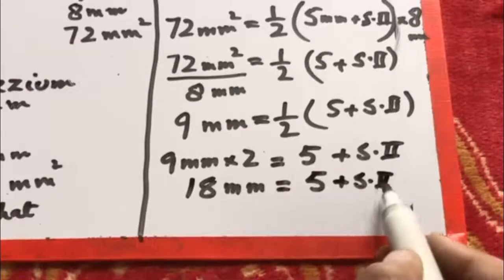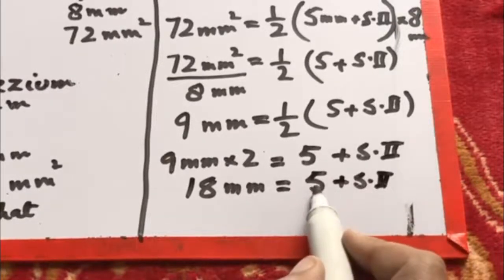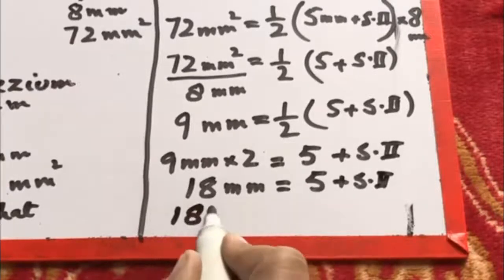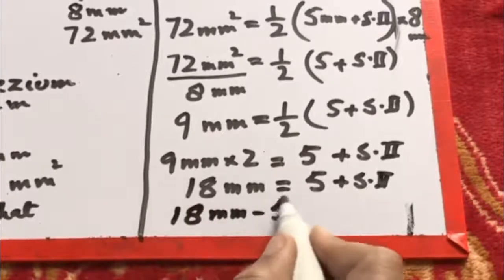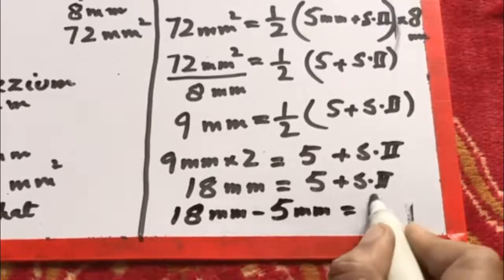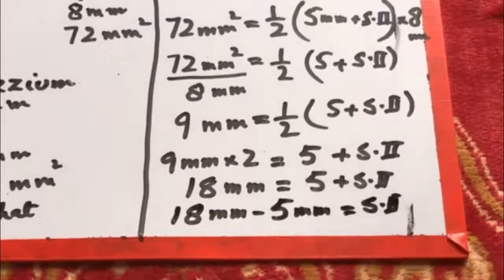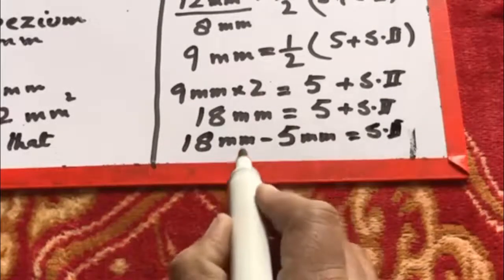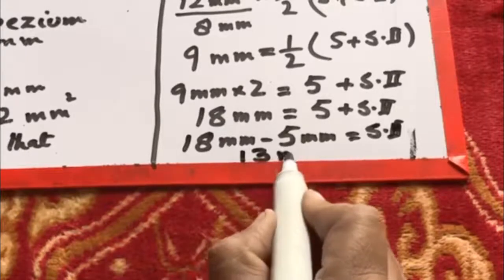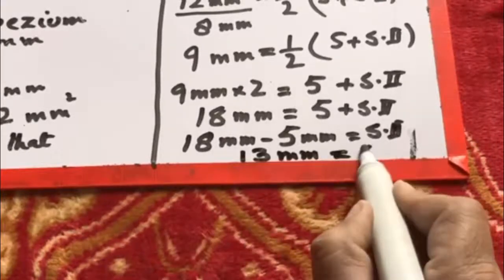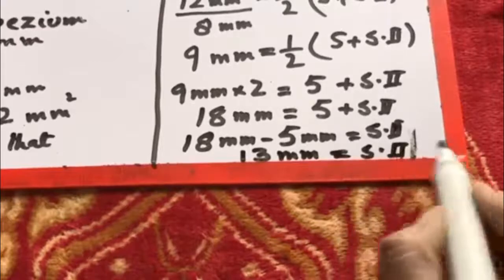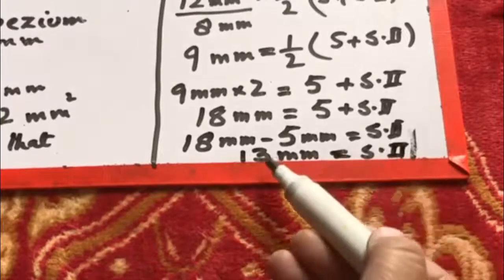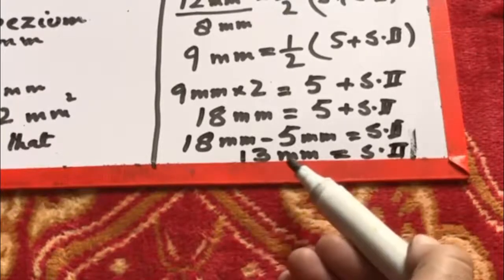If we isolate side 2, 5 is adding here. On shifting to the left hand side, it will be subtracted from 18, and side 2, if we subtract 18 minus 5, we will have 13 millimeter as side 2. So it is our answer. In this way we have found the parallel side 2, which is 13 millimeter.